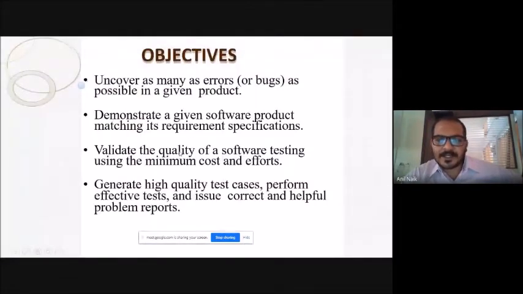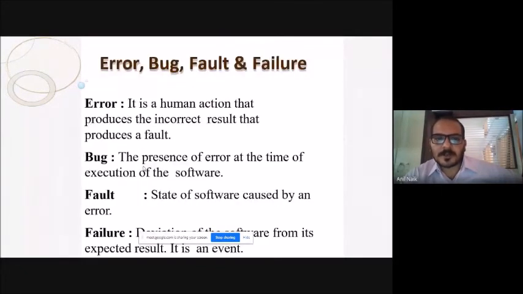Then generate the high quality test cases, perform effective tests, and issue correct and helpful problem reports. So after testing, it generates the high quality test cases. Test cases means positive test cases or negative test cases. So we'll test the software with both. So that is the test cases and issue the correct and helpful problem reports. So this is the objective of the software testing.